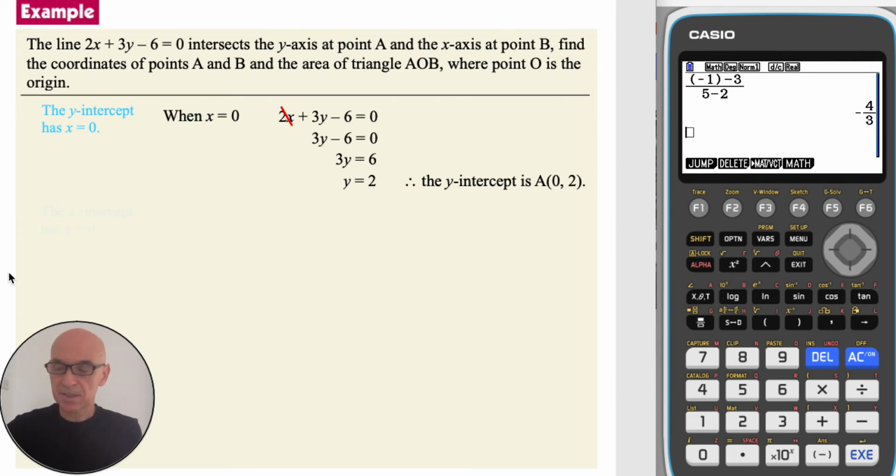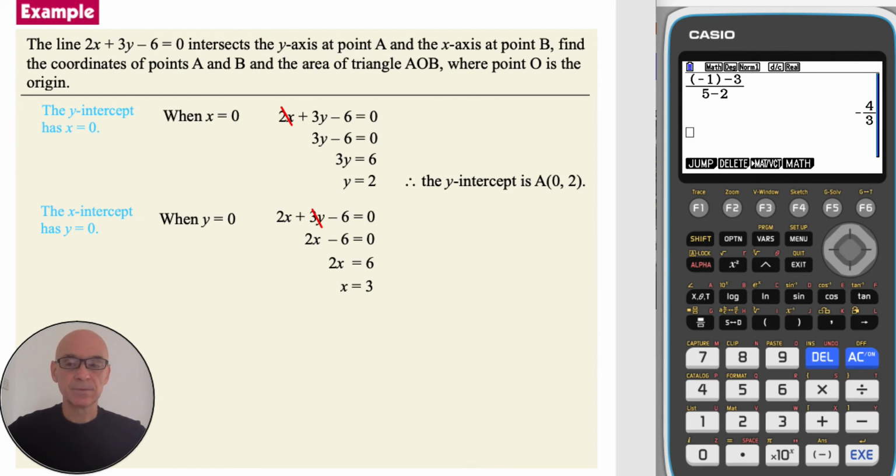Since the line intersects the x-axis at point B, it is the x-intercept, which has a y-coordinate equal to 0. Writing the equation of the line and replacing y with 0 makes the second term equal to 0. Solving the equation gives x equals 3. So the x-intercept B is the point 3, 0.